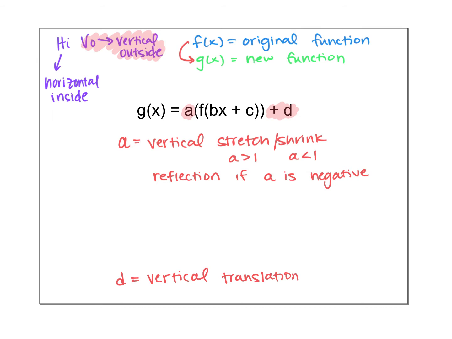Depending on if d is positive or negative, that's going to change the direction. So if d is positive, it's going to move it up. If d is negative, it's going to move our function down.